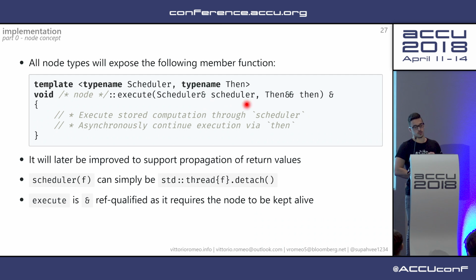And execute also accepts a then continuation. And the idea is that since nodes can be executed asynchronously, such as when_any, we need to provide the continuation as a callback because we don't want to block until the whole node is completed. We want to execute as soon as possible. And the idea is that we execute the stored computation in the current node through the scheduler and then asynchronously continue execution with the then argument over here. You might also notice that it is lvalue ref qualified because the node must be kept alive and it doesn't really make any sense to call execute on a temporary node.